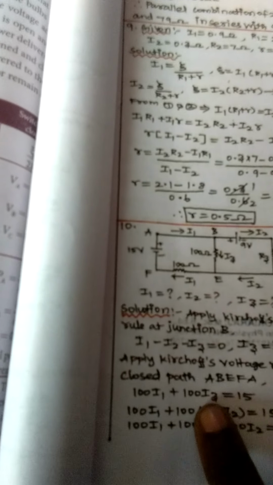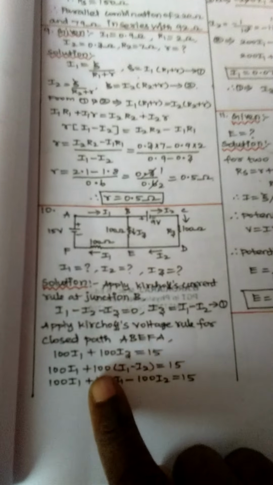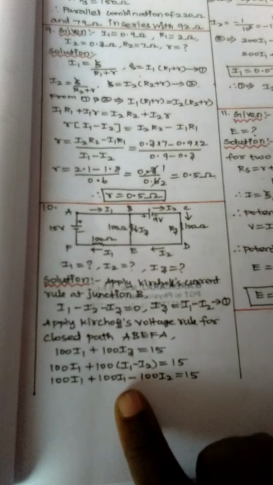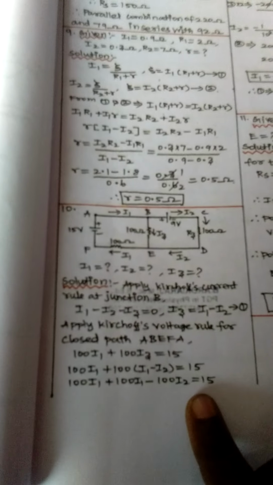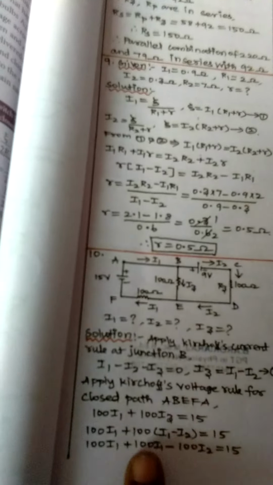Now we have to apply the I3 value, I1 minus I2, here. So 100 is multiplied to both: 100 I1 plus 100 I1 minus 100 I2 equals 15. Adding 100 I1 and 100 I1 means 200 I1 minus 100 I2 equals 15. So this is the second equation.